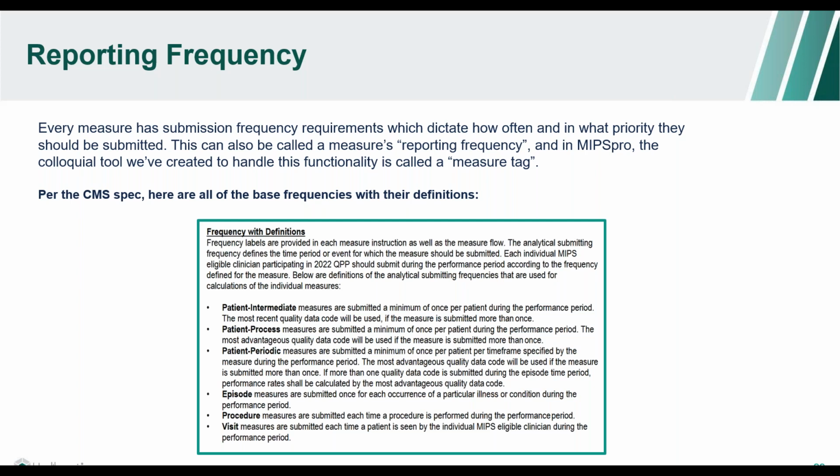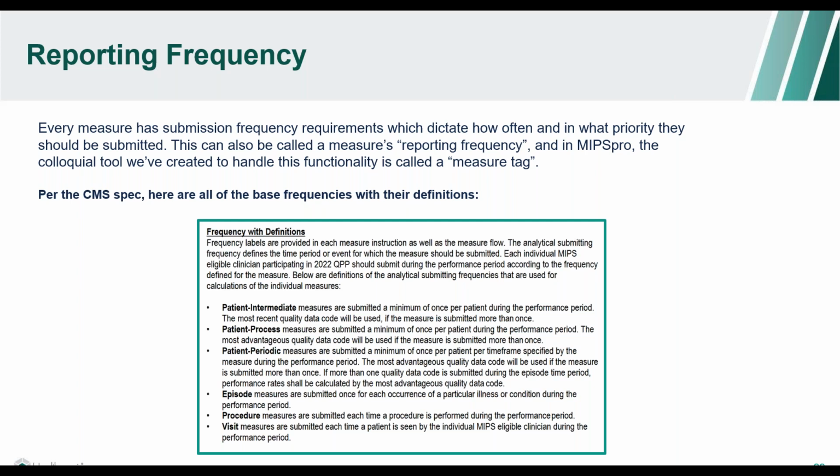Down here, we have a little snapshot of the specification from CMS. They have some interesting names that we've gotten used to over the years. For example, patient process means this patient is reported once per year, and you take the most advantageous quality code throughout the year. We have ones like patient intermediate, where the most recent code will be used. Also, patient periodic. Some measures say you want to be reporting this every 30 days or every 60 days, so that is specific to a measure that might be applicable to that.